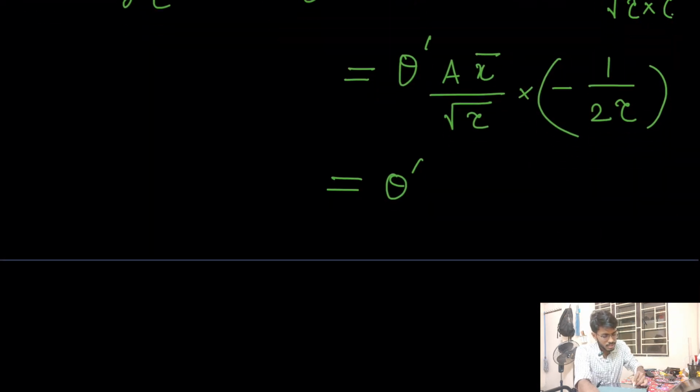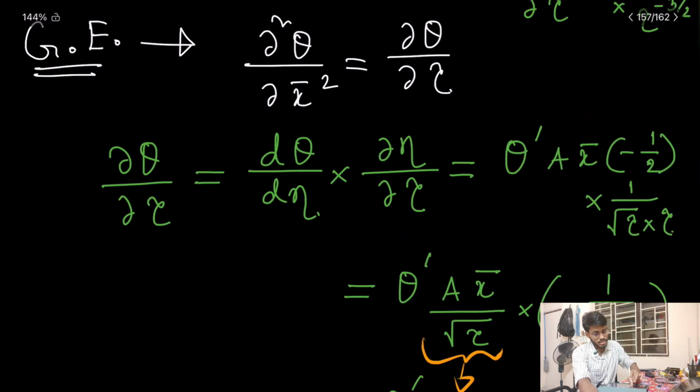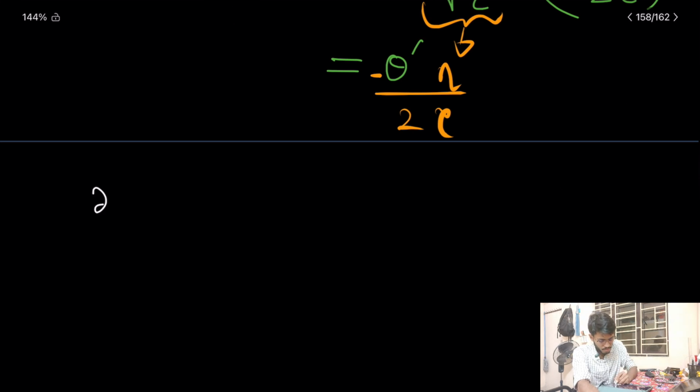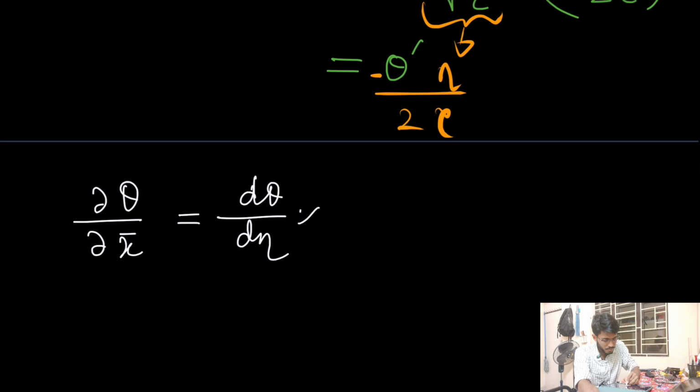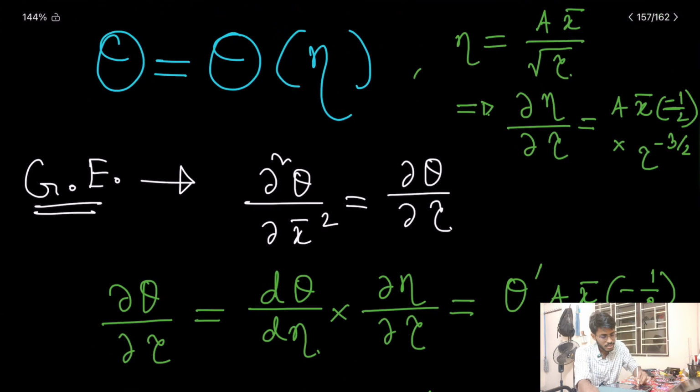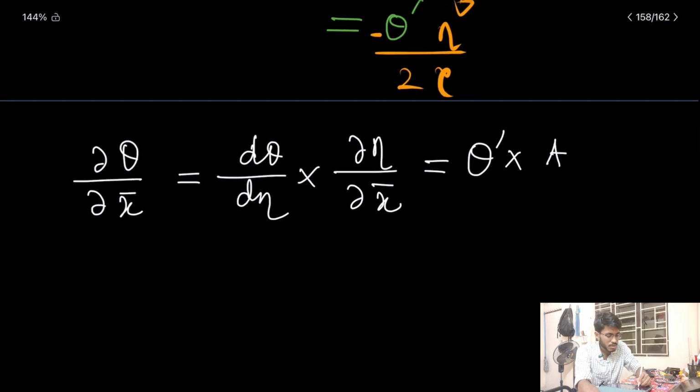So can you recognize this one? These are eta. So this will be eta by 2 tau and a minus sign here. Okay, so we got our del theta del eta. And now let us find the first derivative, and that will be equal to again d theta d eta into del eta del x bar. This will be equal to theta dash into, from this you can see very clearly that my del eta del x bar will be a by root tau.